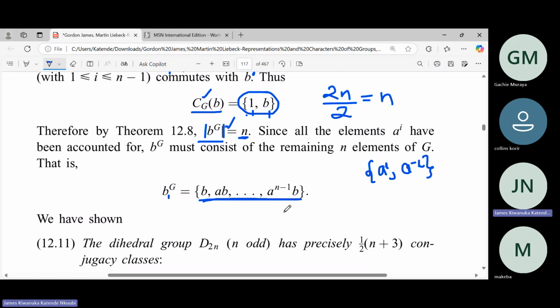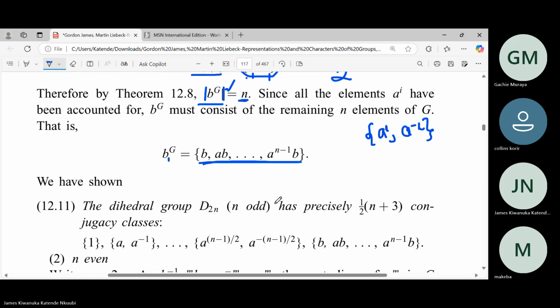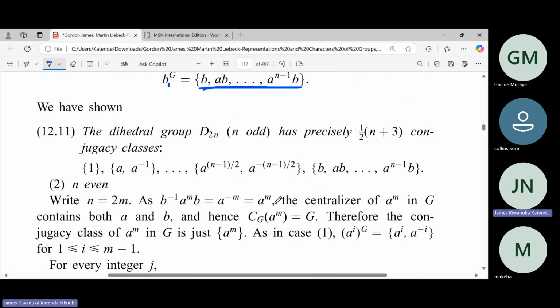I think that is clear. So similar ideas will be used for the even case. So I'll skip the even case. You will look at it in your own time. But we'll look at the result for the even case. So for the dihedral group, when n is odd, the conjugacy classes are listed here.